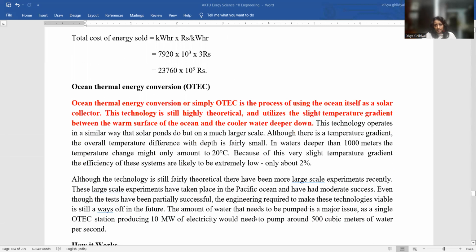Ocean thermal energy, or simply OTEC. A 10-mark question has been asked on OTEC twice. It is the process of using the ocean itself as a solar collector. This technology is also still under a lot of research and utilizes the slight temperature gradient between the warm surface of the ocean and the cooler water deeper down.